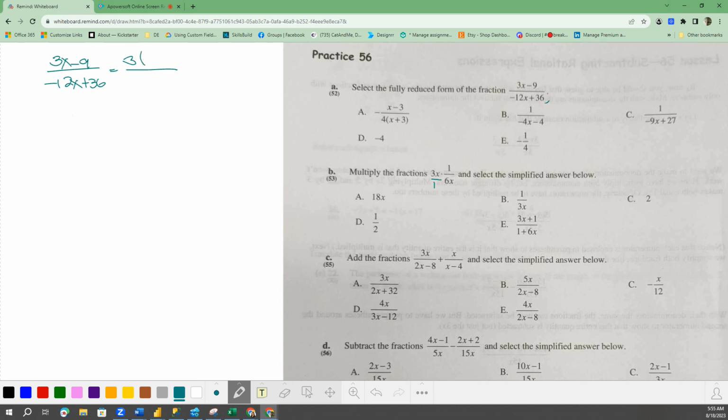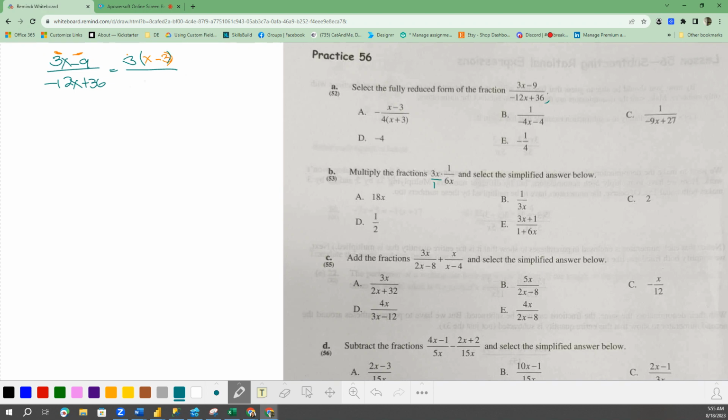Now you need to ask yourself, what is 3x divided by this 3? So you will have x. Next, what is negative 9 divided by 3? That will be negative 3. Okay, so that's what you have there.